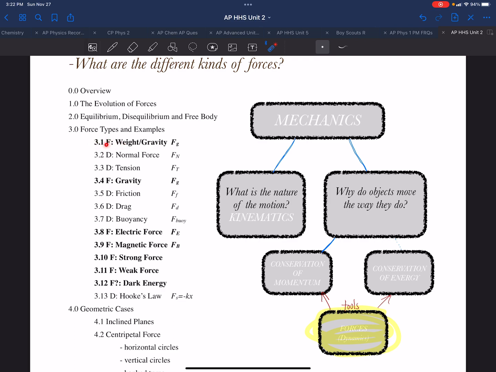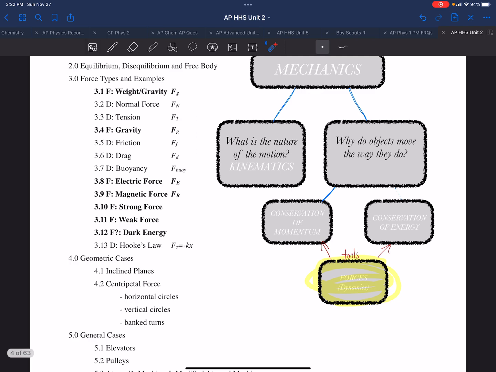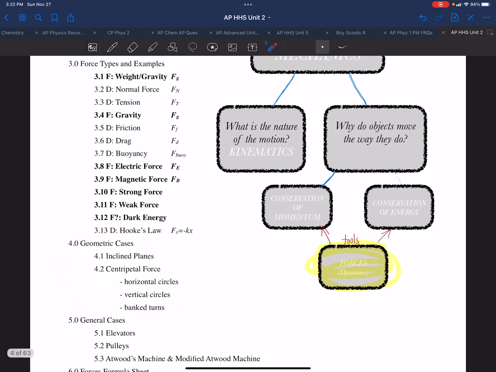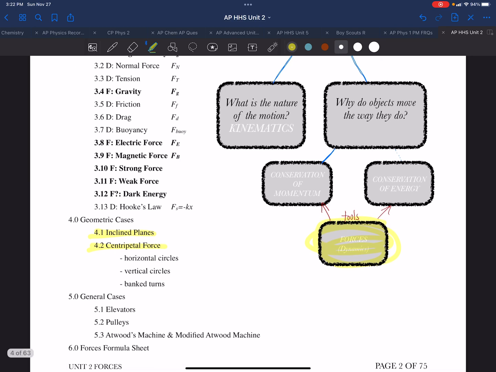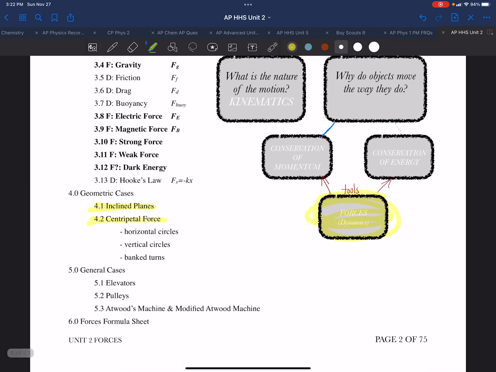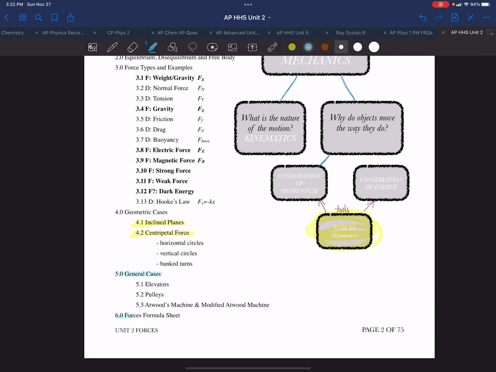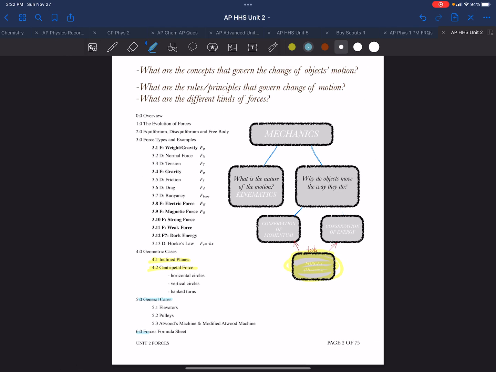This F means fundamental and D means derived. And you'll notice the Fs are in bold, and you will come to know why that is and what those mean. But we'll look at a number of these different forces and some applications. And then we'll study the geometry of forces, including inclined planes that I just mentioned, and center-pointing or centripetal forces in several different contexts. And then we'll look at some very common general cases: elevators, pulleys, and Atwood's machine. And we'll both begin and end talking about the forces, meaning the forces that we come across in this unit.